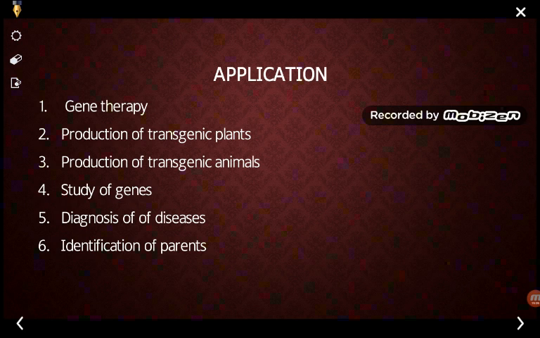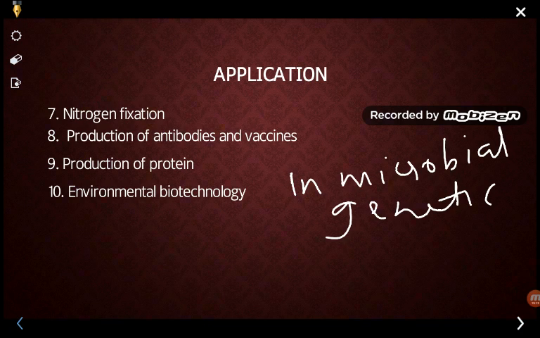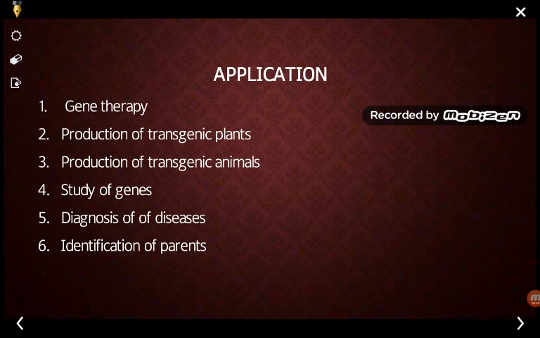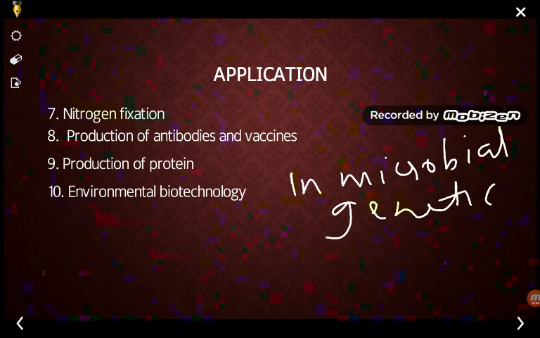So what are the applications? We have almost 10 applications. First one is gene therapy. Second is production in transgenic plants. Third is production of transgenic animals. Then study of genes, diagnosis of diseases, identification of parents, nitrogen fixation, production of antibiotics and vaccines, production of proteins and environmental biotechnology.